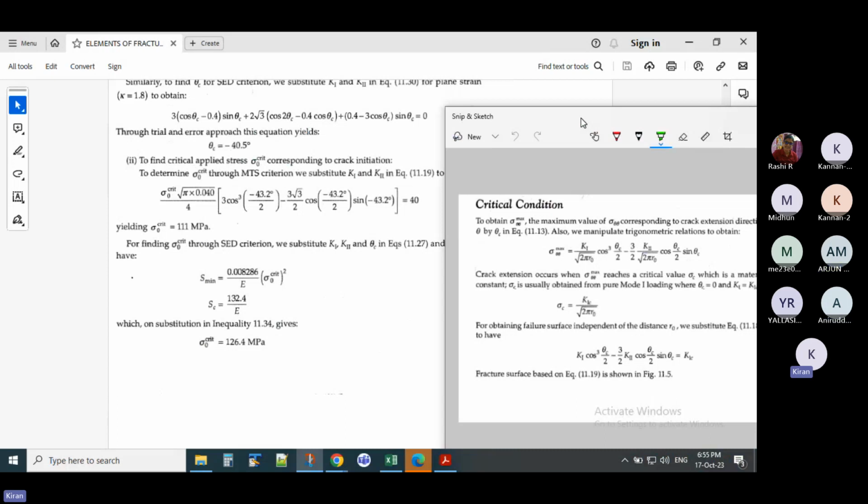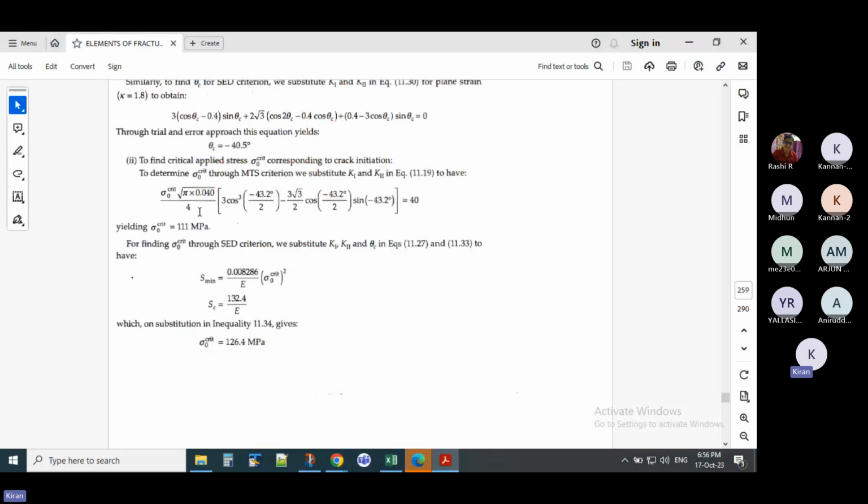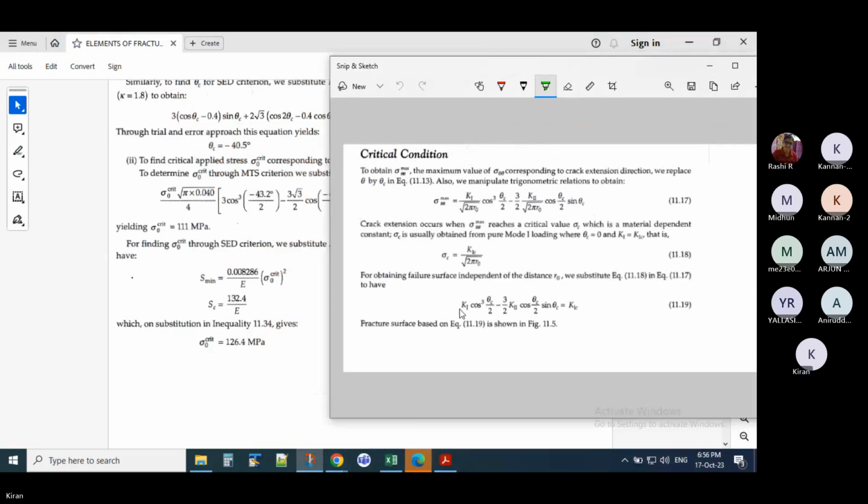So there are two options. One is to go with the MTS criteria, and another method is the SED criteria, strain energy density. We have to use the MTS only, because the question is asking that: the 12th one, initial crack growth direction according to MTS criteria. So we have to use that formula only. Yes, we will go with equation 11.19, which says this is the one. Maybe you can just check it up.